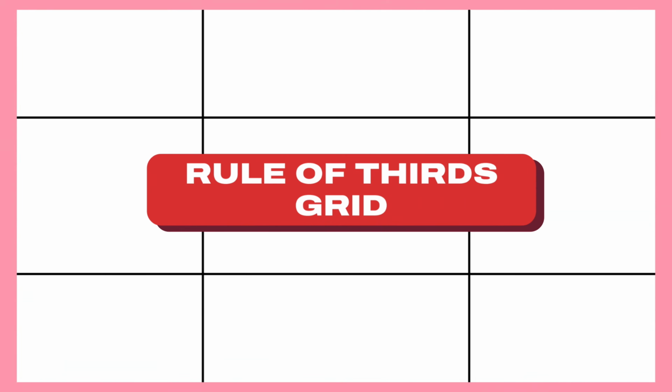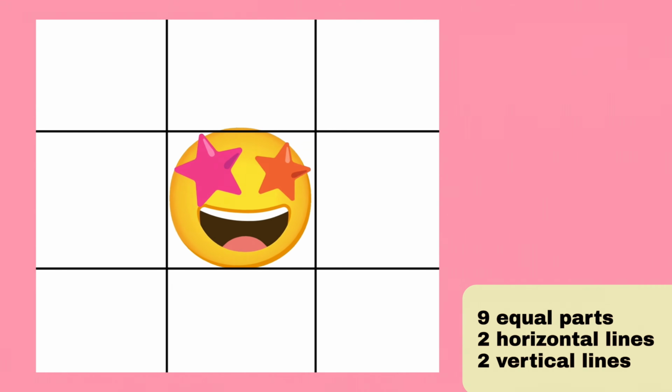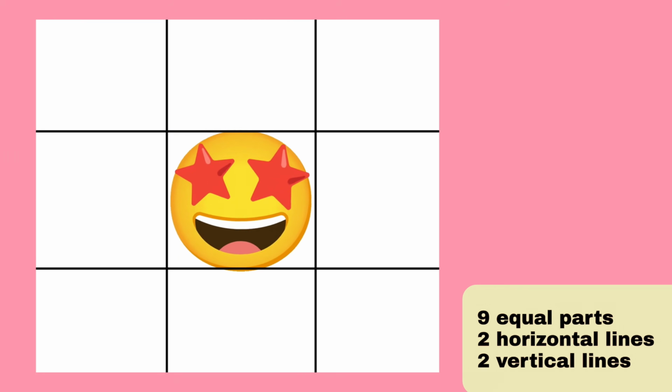The rule of thirds grid is like your secret weapon for creating stunning visuals. It's super simple, you just divide your design into 9 equal parts with 2 horizontal and 2 vertical lines, and this forms the grid. This method helps you position key elements in a way that feels natural and engaging.